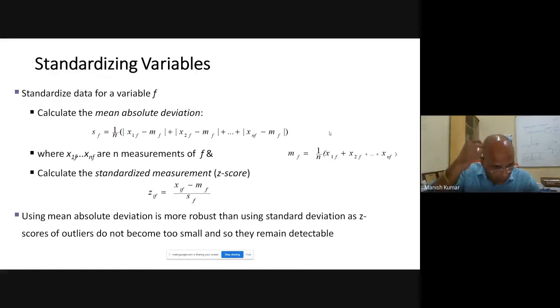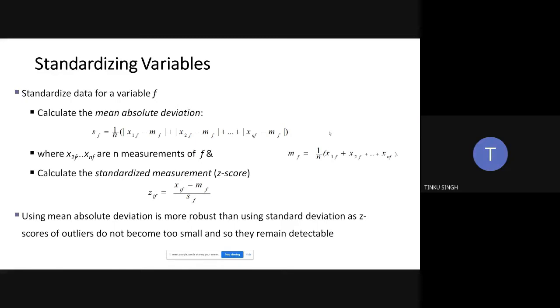The reason behind using mean absolute deviation is that it is more robust than standard deviation. You can always ask why standard deviation could not be used rather than mean absolute deviation. The thing is that in standard deviation you square the terms, so when you talk about standardizing the measurements, it may not be proper for you. Whereas mean absolute deviation gives you some flexibility in that case.